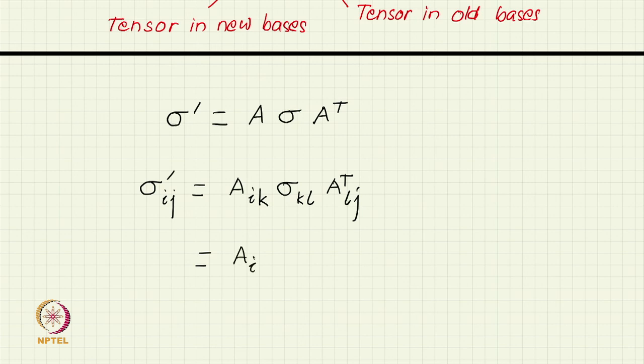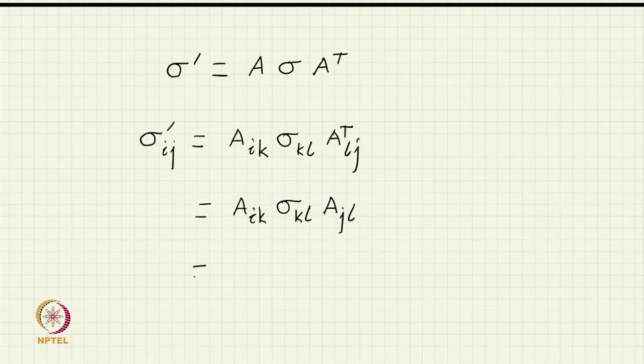If we now use the property of transposition, so A transpose lj is nothing but A jl, and since these are now not matrices but components of matrices, they are scalars, so they can be freely interchanged, they are commutative, scalars are commutative. So, I write A ik A jl sigma kl.